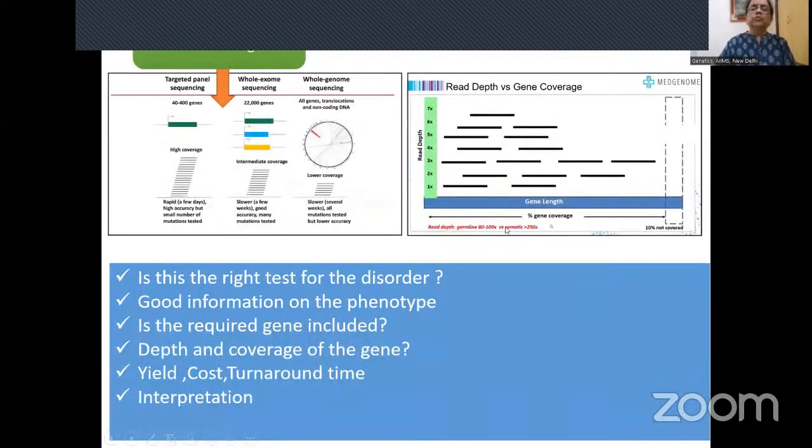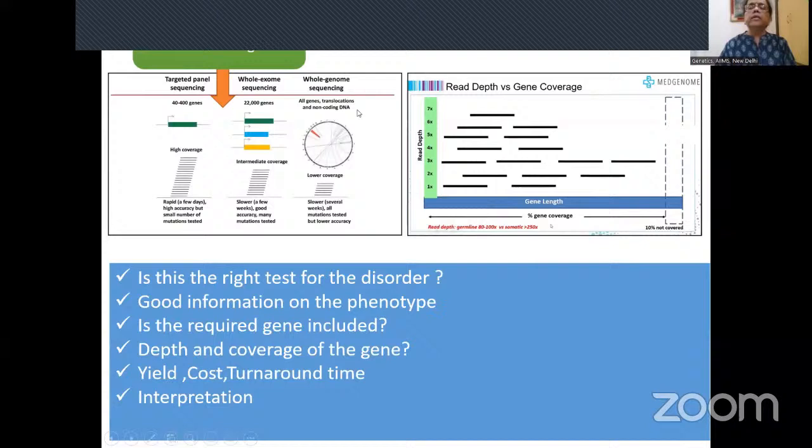Now, just to explain again the concept of targeted, whole exome and whole genome sequencing. As you see here, targeted is a panel. Clinical exome is somewhere between the targeted panel and the whole exome. Whole exome will cover all known 20,000 genes. Here they will be including the morbid genes which are disease causing, and whole genome will cover everything.